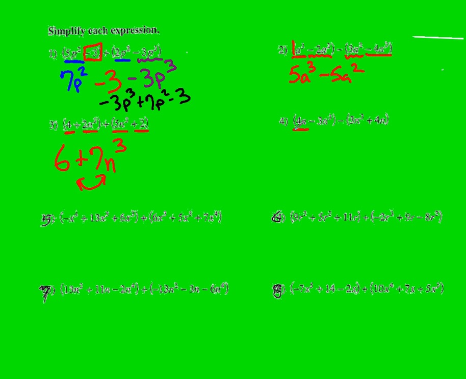Okay, on this one, here's a 4n. And there's another 4n, 4n minus 4n. Well, those are just nothing. They go away. For this part here, -3n cubed and 3n cubed. We're subtracting them. -3 minus 3 gives you -6n cubed. Problems 5 through 8 are very similar.